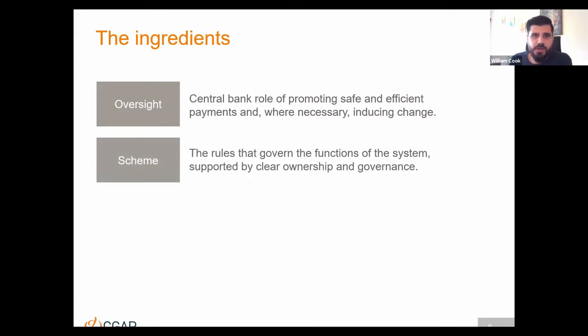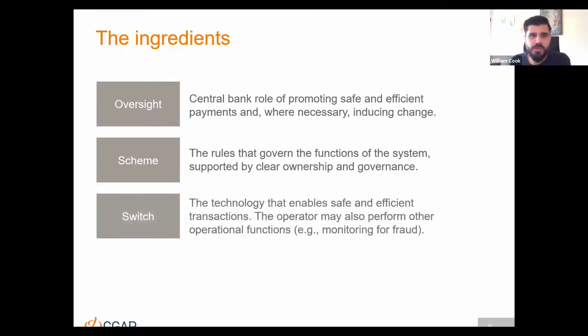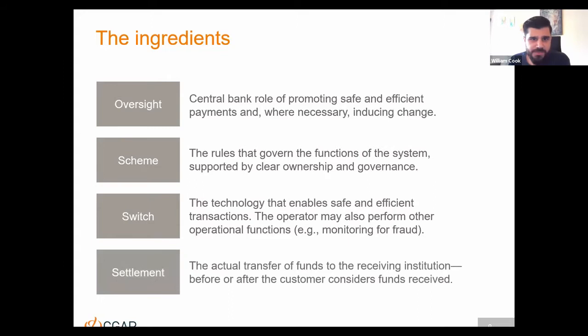Then the scheme. How do we think about the rules that govern the interoperable arrangement? So who owns the structure? How are decisions made? Who's on the board, and so forth? The switching. So how do payments actually move from one point to another? And what are the operational functions that are needed to underpin that and make those payments safe and efficient? And then the settlement service, the actual delivery of funds between institutions that completes the transaction.